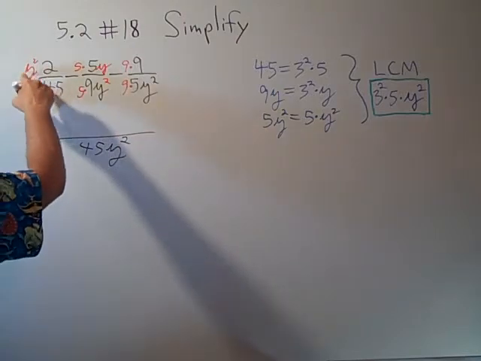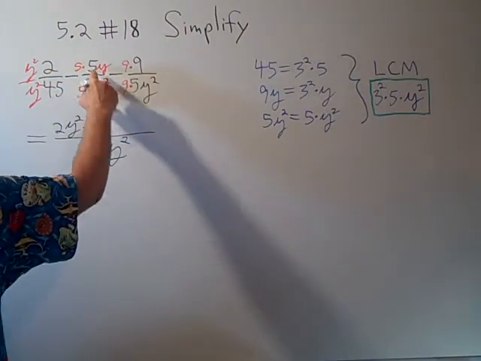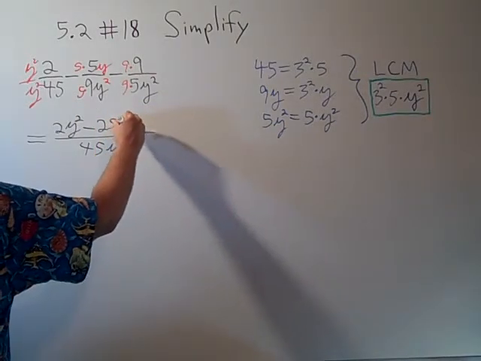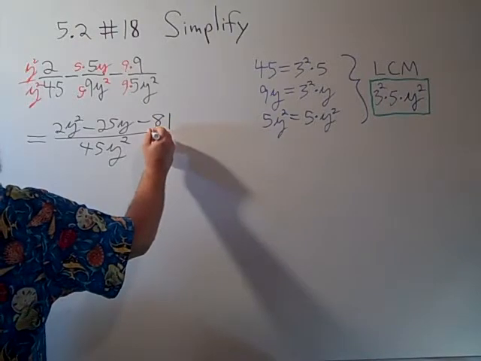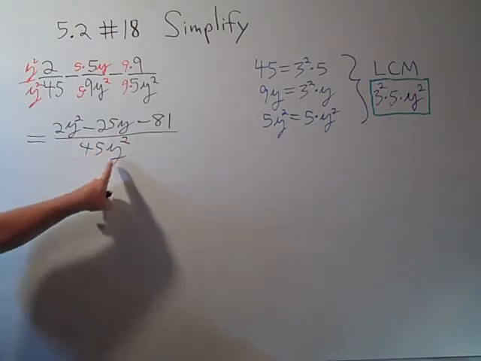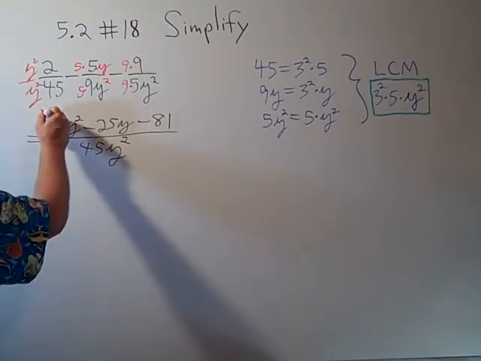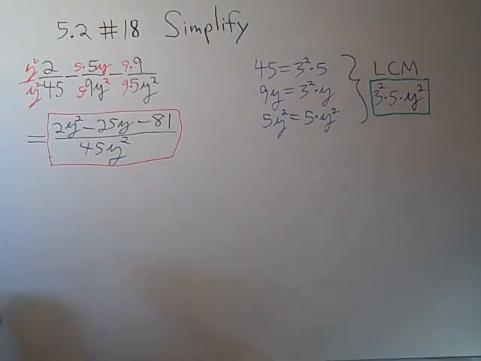And in the numerator we have 2y squared minus 5 times 5 is 25y, minus 9 times 9 is 81. And at this point, we're essentially done. Whether or not the numerator factors, I don't really care because it's certainly not going to have a factor involving any of the factors of the denominator. So it can't be reduced to lowest terms. So we'll leave it like that.